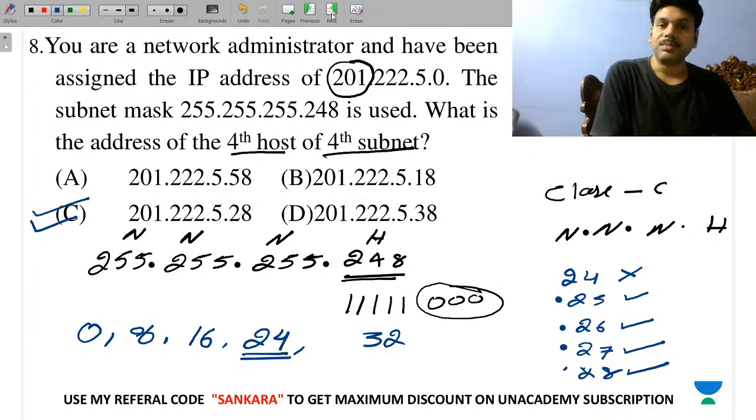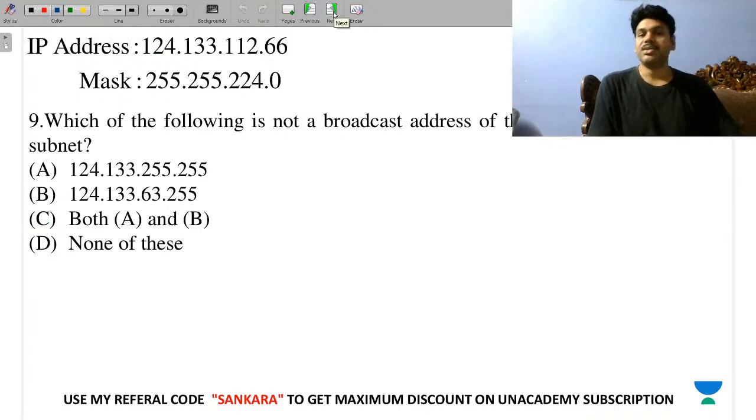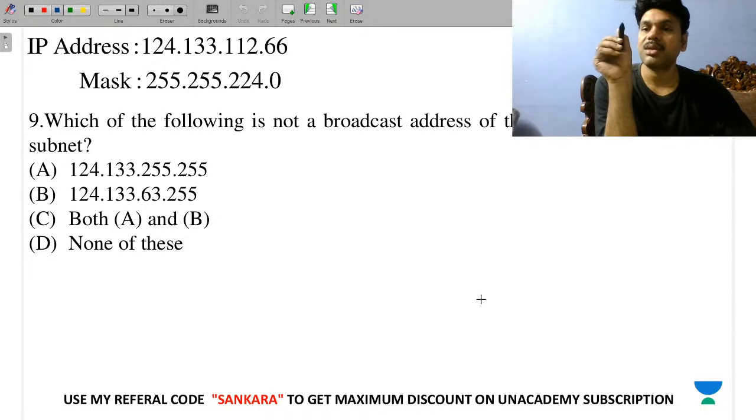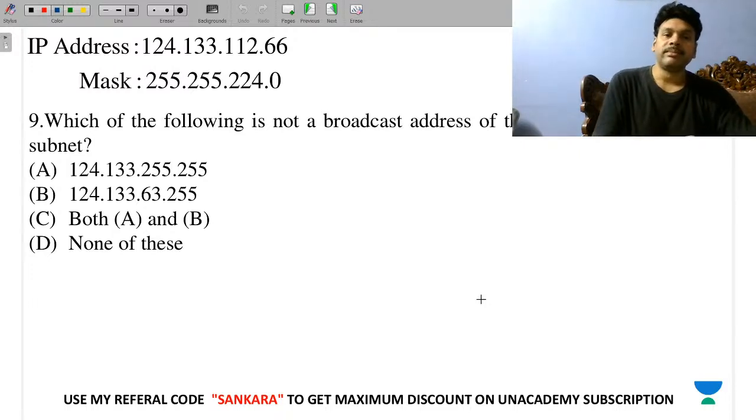So come to the ninth question. He is asking which of the following is not a broadcast address. Broadcast address means what? The host ID parts are all ones. So if the host ID parts are all ones, then they are eligible as a broadcast address only.